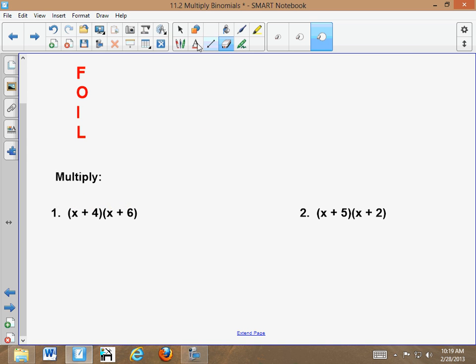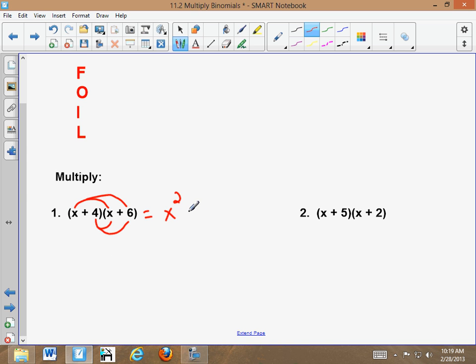So your first step should be to draw these rainbows just like this. Draw a rainbow from the first x to everything in the second binomial and the 4 to everything in the second binomial. Now, x times x, what does x times x equal? X squared. When we multiply like bases with exponents, we add the exponents. This is x to the first times x to the first, that equals x squared.